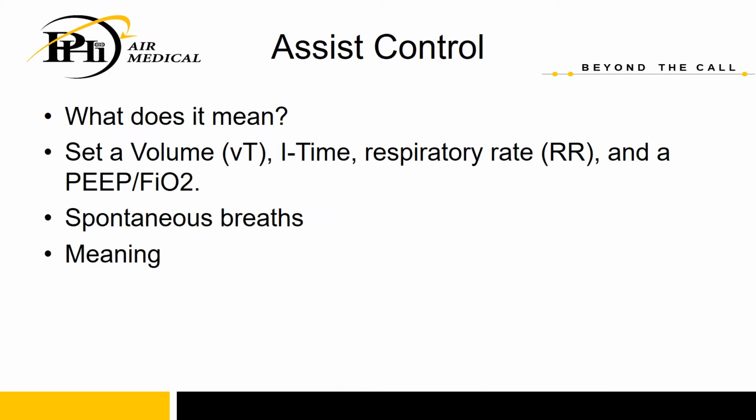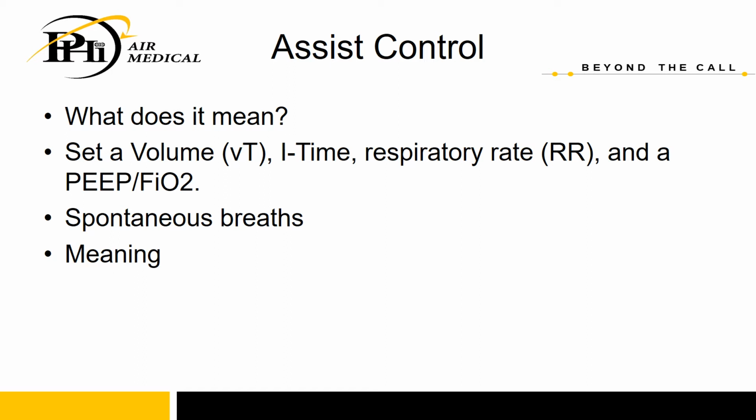All right, so assist control. What does assist control mean? It means that we are going to set a tidal volume for our patient, an inspiratory time, a respiratory rate, and we are going to dial in an appropriate PEEP and FiO2, and the patient is going to get at least those things. So if you set a tidal volume of 550 with a respiratory rate of 16 breaths per minute and a PEEP and FiO2 of 8 and 40%, the patient is going to get at least 550 milliliters of volume 16 times a minute with a PEEP of 8.